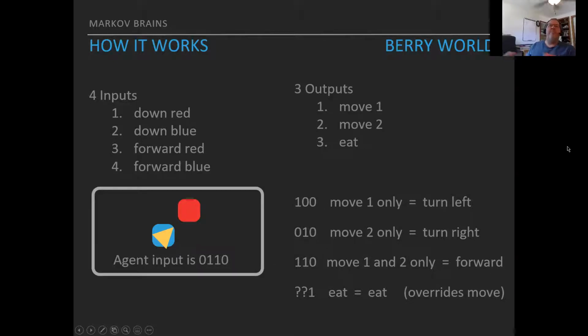The agent has 3 outputs, and these are move 1, move 2, and eat. The way that they work is sort of like tank driving sticks. So if move 1 is on, the agent will turn left. If move 2 is on, the agent will turn right. If 1 and 2 are both on, the agent will move forward. And if this third output, the eat output, is on, it overrides the moves and the agent will eat whatever berry it's standing on.